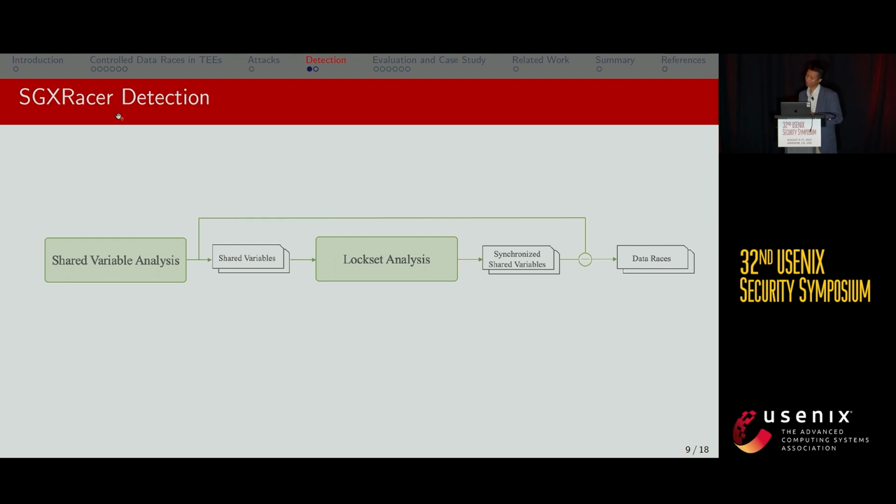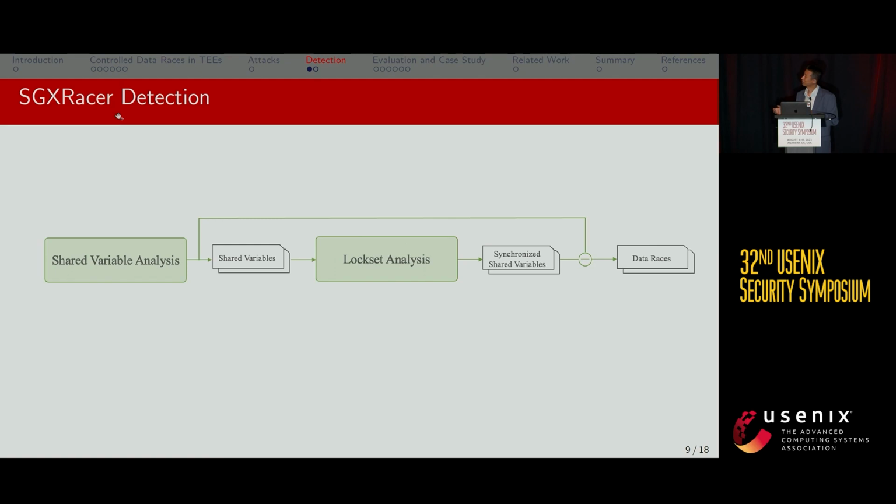Okay, and then the second part is the detection. Our detection is a static analysis tool. Our static analysis tool is based on the lockset analysis algorithm. So it has two components. The first one is the shared variable analysis. Basically, you have an enclave binary, and you look at the binary and find out where the shared variable accesses are, and whether the variable access is a read or a write.